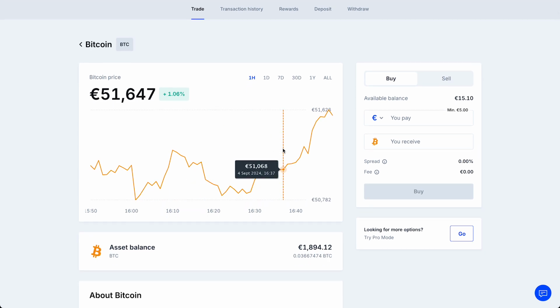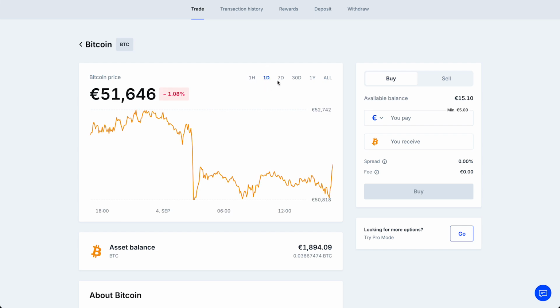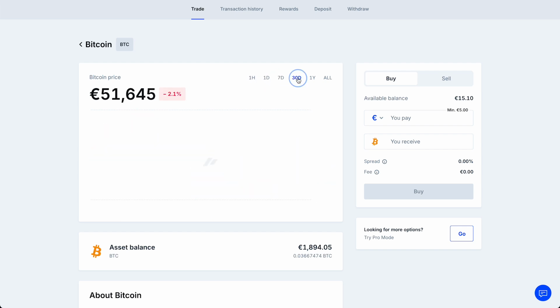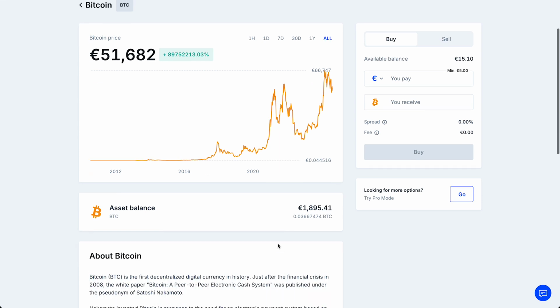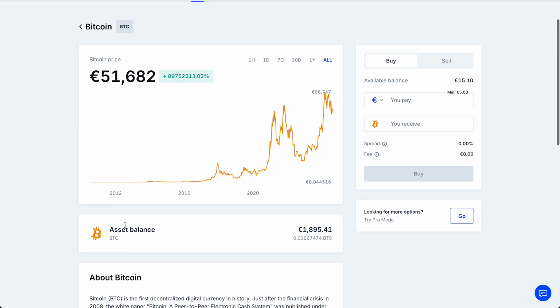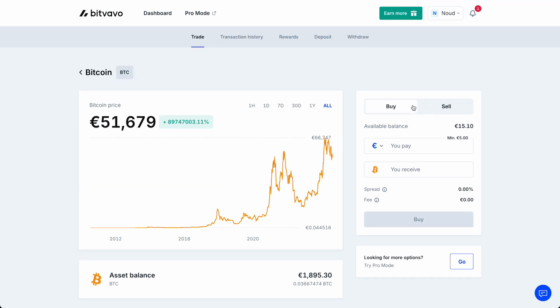In this case it's the hourly chart, but you can also filter through daily or 7 days, 30 days, 1 year, or the all chart. And here you can see the asset balance, so how much I currently have in Bitcoin. You can see about Bitcoin, and here we see the buy and sell section.